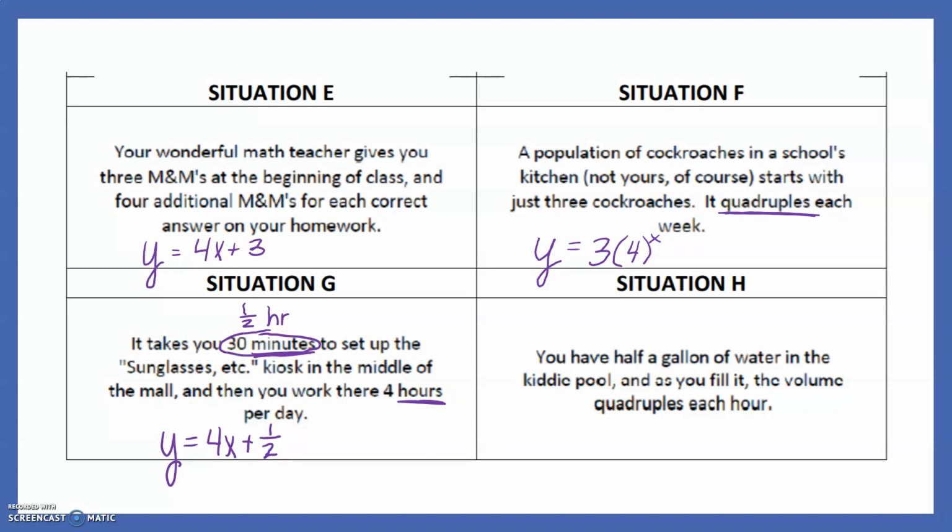Situation H. You have half a gallon of water in the kiddie pool, and as you fill it, the volume quadruples each hour. We have our keyword here of quadruples, which means that this is going to be exponential. We start with our initial amount, quadruples every hour.